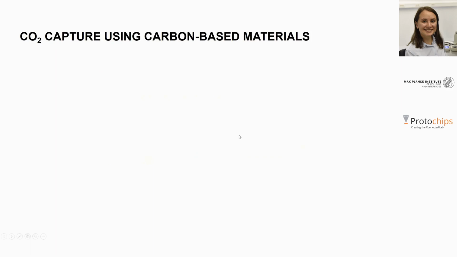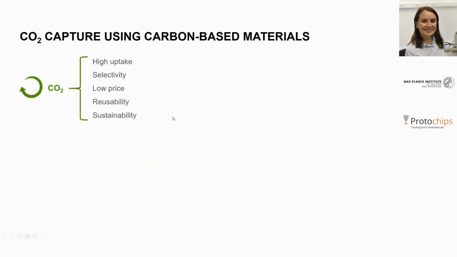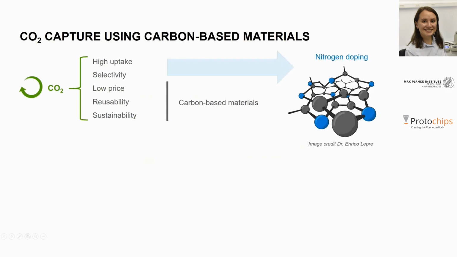Mitigating climate change starts with efficient CO2 capture. Materials used for this purpose have to fulfill a number of criteria, such as high CO2 uptake and selectivity, low price, reusability, and sustainability. Carbon-based materials satisfy most of the criteria. However, carbon materials often demonstrate lower uptake and selectivity compared to MOFs and zeolites. This issue can be easily overcome by introducing nitrogen into the structure. Nitrogen changes the electron density distribution within the carbonaceous networks and creates basic sites for CO2 capture.